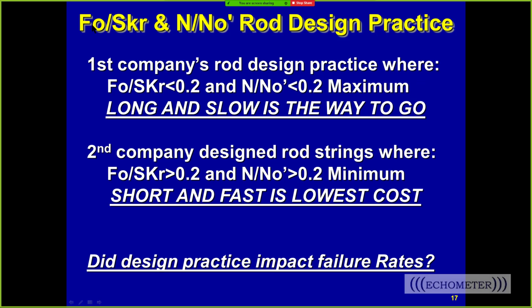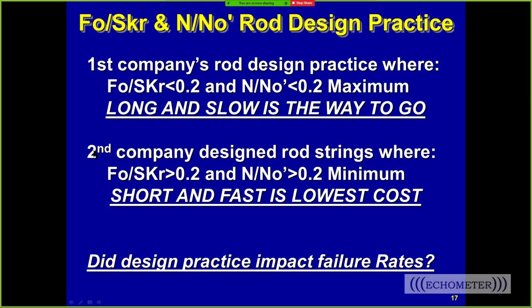Now, back in the 1980s, I wrote a sucker rod design program for Amerada Hess, and a guy named Norm Hyne wrote one for Conoco. And Norm Hyne had some design limits for the rod string, and he used F over SKR and N over N0 prime as limits, and I used the same limits, but we had different values, and we thought those limits were very important. We thought those limits contributed to the lowest failure rates in the industry.